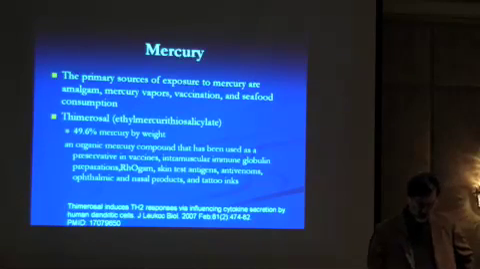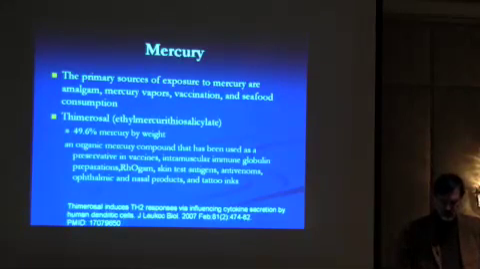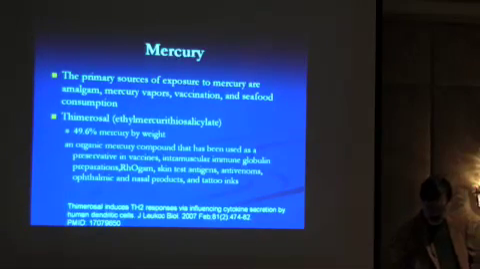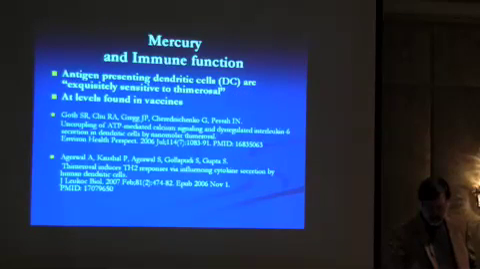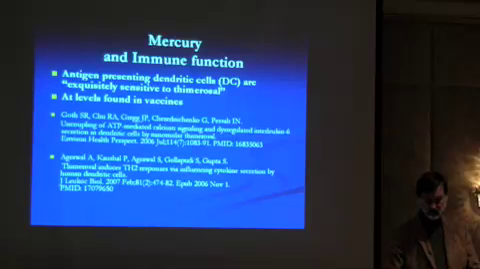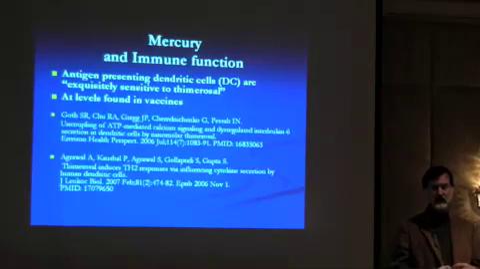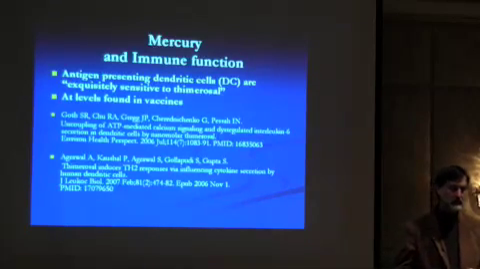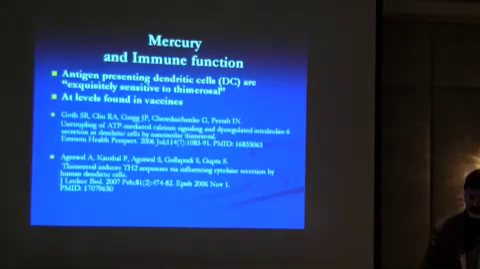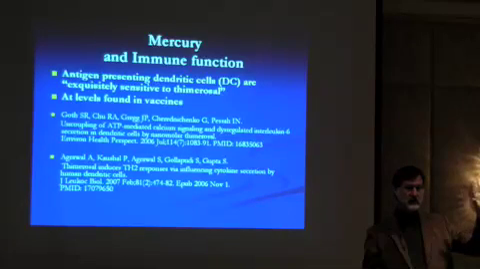So the primary sources of mercury I don't have to tell you folks about. And thimerosal is one that's found in vaccines. And very recently, a couple of articles from different centers have come out which show that the antigen-presenting cells, also called dendritic cells, are exquisitely sensitive to this sulfur mercury complex called thimerosal. Everybody knows what thimerosal is. I don't have to go into that.